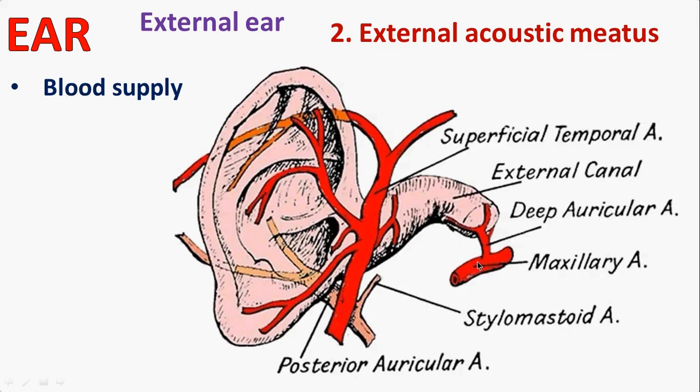About the blood supply, the outer part, meaning this portion, is supplied by the superficial temporal artery and the posterior auricular artery, and the inner part by the deep auricular artery, that is a branch of the maxillary artery.